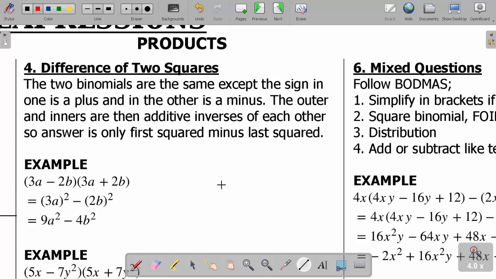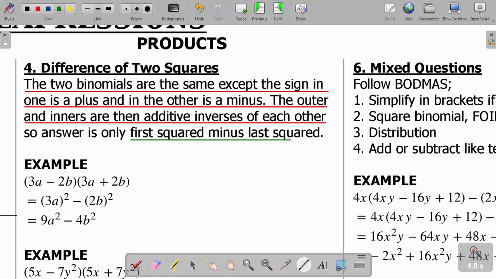I repeat, with the difference of two squares, the two binomials are the same except the sign in one is a plus and the other is a minus. The outer and inner terms become additive inverses of each other. So the answer is only going to be the first term squared minus the last term squared. That's all.